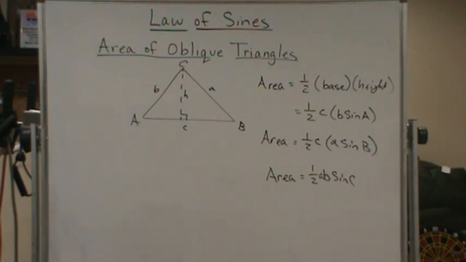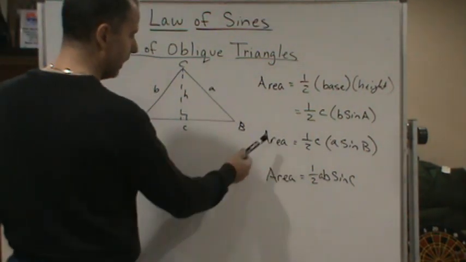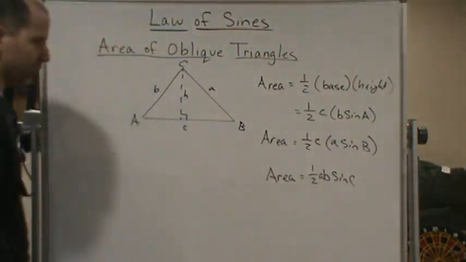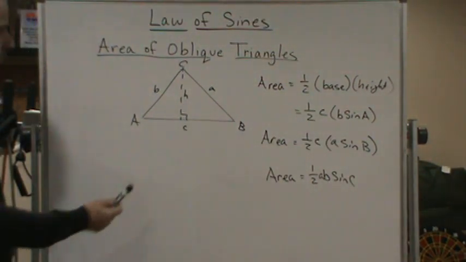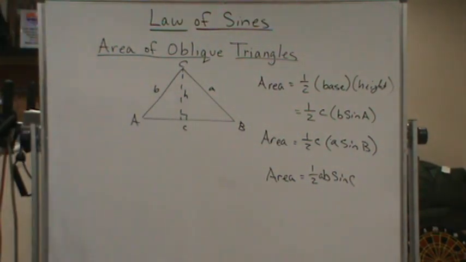Now, note that, hey, what if A is a 90-degree angle? Then it just comes down to the normal formula of 1/2 times base times height, because the sine of 90 degrees is just 1, and h and b become the same. Okay, as we saw before.